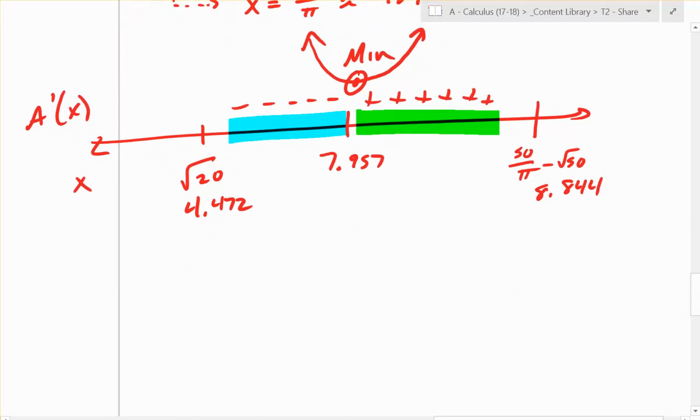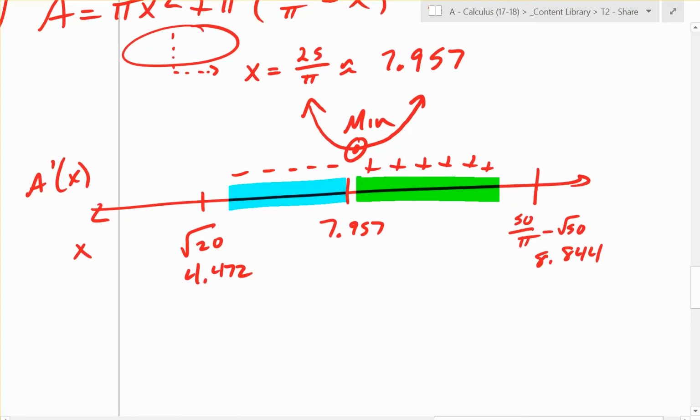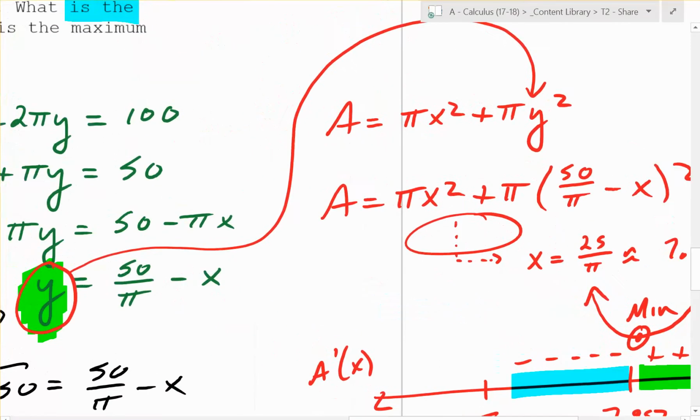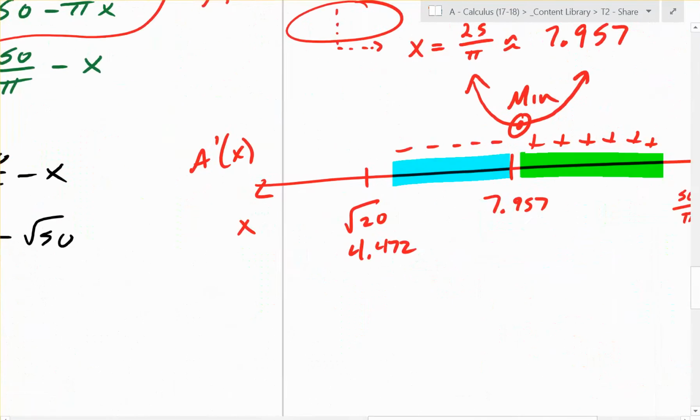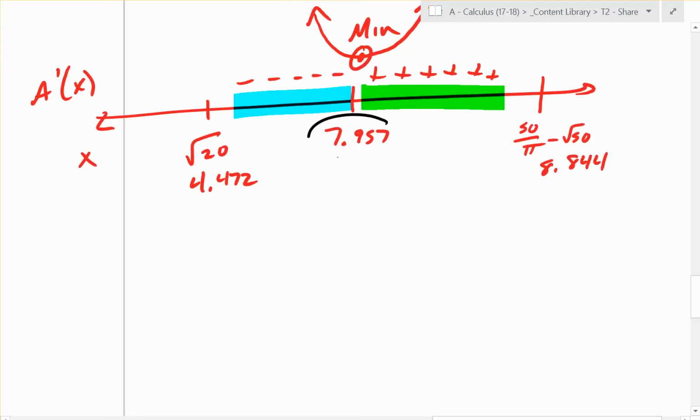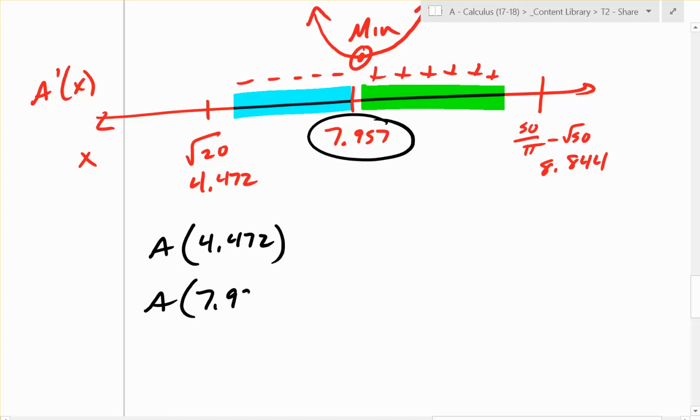7.957. So now what you want to do is figure out what the minimum area is, because I think it asks what is the minimum possible area. So these are the x values, so we think the minimum is going to occur here. Let's just test it all out. What's the area when x is 4.472? What's the area when x is 7.957? And what's the area when x is 8.844?